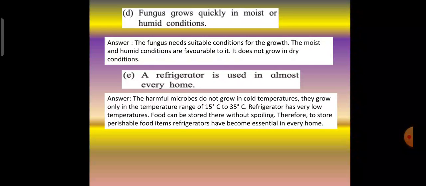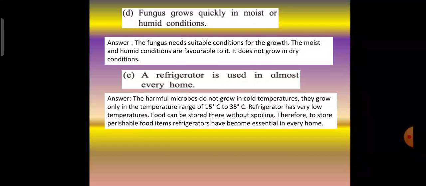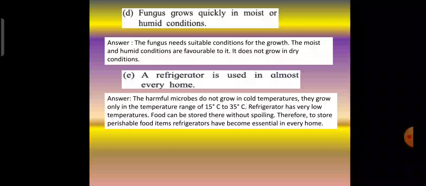A refrigerator is used in almost every home. The harmful microbes do not grow in cold temperatures. They grow only in the temperature range of 15 to 35 degrees Celsius, and a refrigerator has very low temperature. Hence, food can be stored there without spoiling. Therefore, to store perishable food items, refrigerators have become essential in every home.